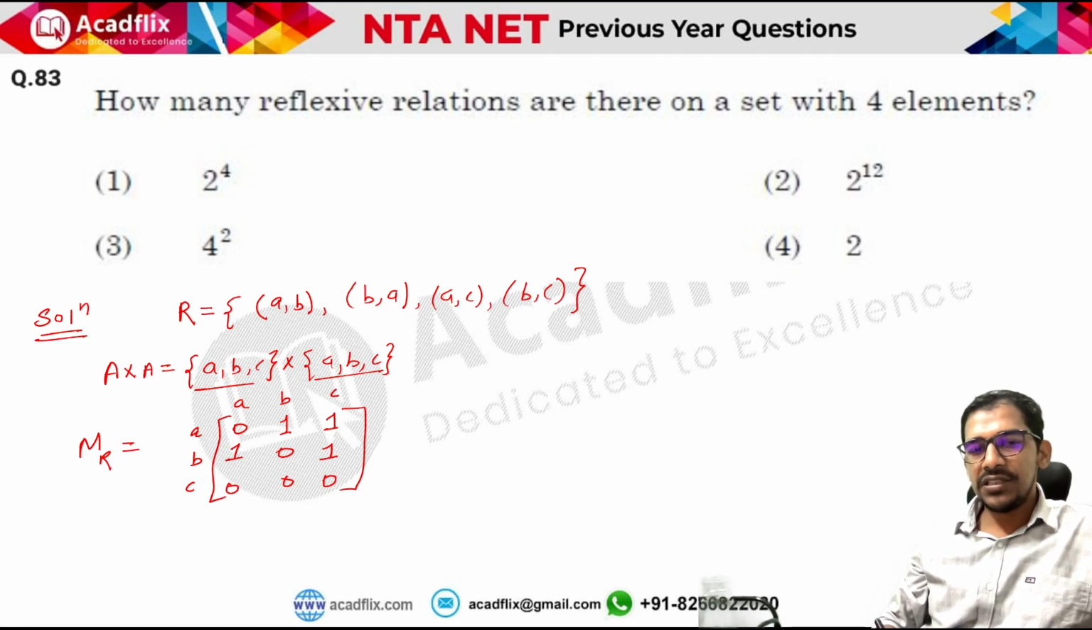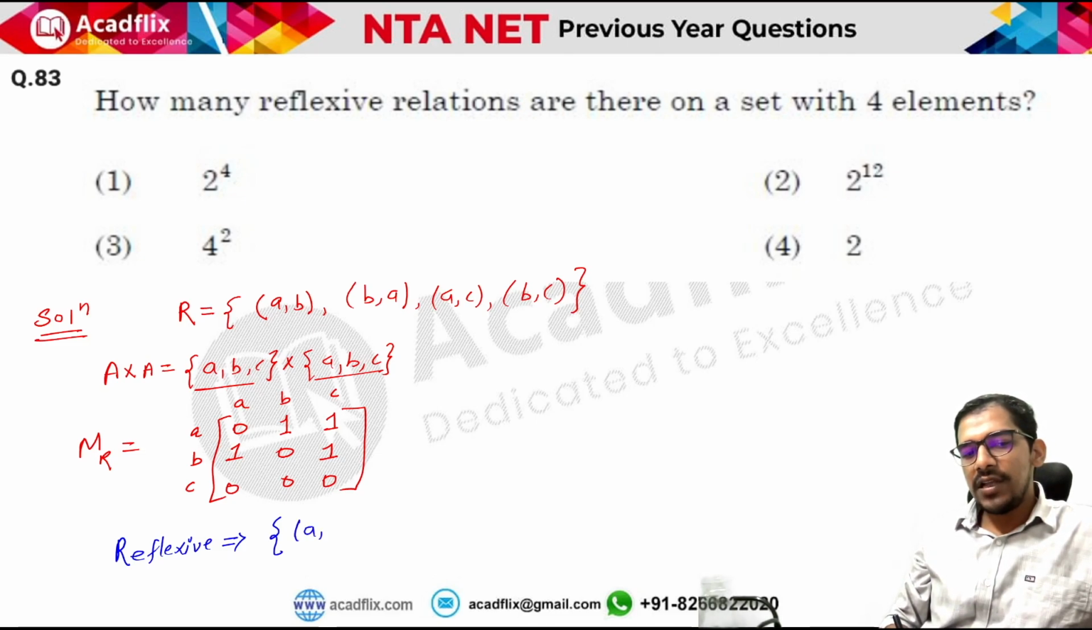If you understood this relation matrix, from this you can find out how many reflexive relations there are. What is the meaning of reflexive relation? A relation is called reflexive if all the elements in the set are related to themselves. For example, we have 3 elements in the set, then this relation will be called a reflexive relation if it has AA, BB and CC. When all the elements are related to themselves, that is called a reflexive relation.